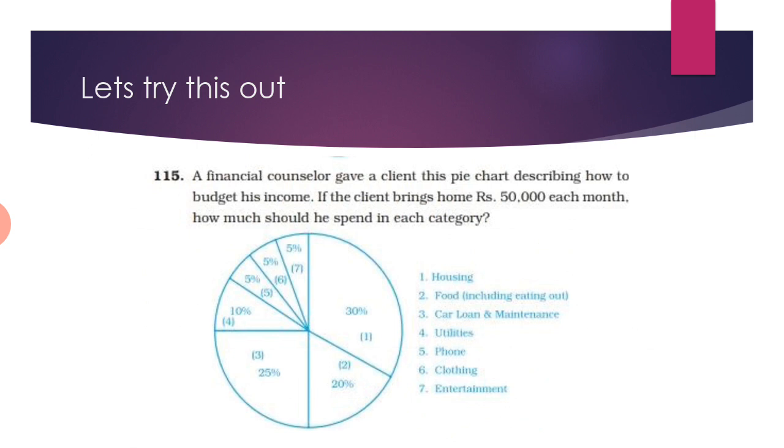That means he has been given a pie chart describing how to budget his income. Now he has got a total income of 50,000 rupees. This is the total frequency. Now the remaining frequencies have been given there. They are in percentage. Now if they are in percentage, what are we going to do? Percentage is never equal to 360 degrees. Percentage is always equal to 100%.